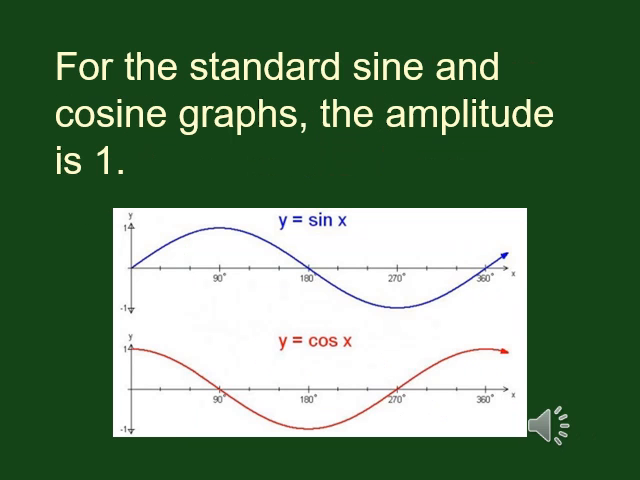And since the normal sine and cosine graphs go as high as 1 and as low as -1, and they're centered at 0, the amplitude for standard sine and cosine graphs is 1. You go up 1, you go down 1 from the middle.